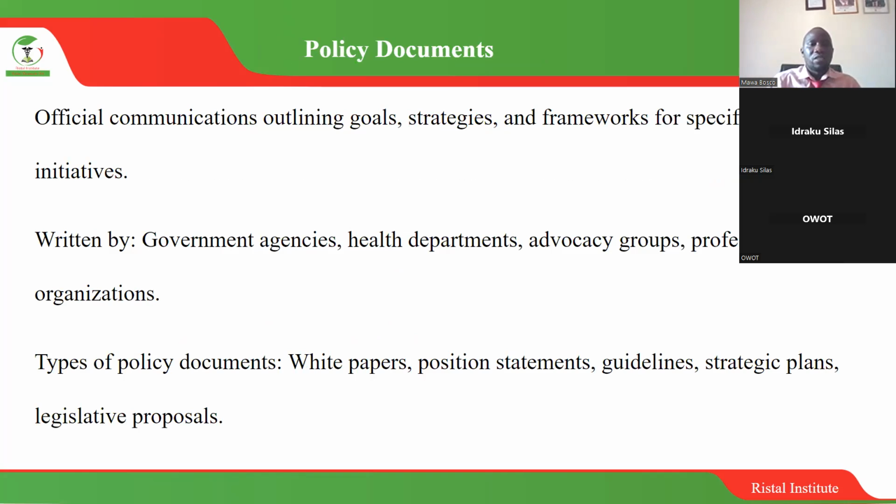So let's look at what we call policy documents. Okay, so a policy document is basically an official communication from any agency, whether a government agency or otherwise, outlining the goals, strategies, and frameworks for addressing specific problems. So they can be written by government agencies or health departments, advocacy groups, or even private organizations. Okay, they can be called different names. They can be called a white paper, position statements, guidelines, legislative approvals.